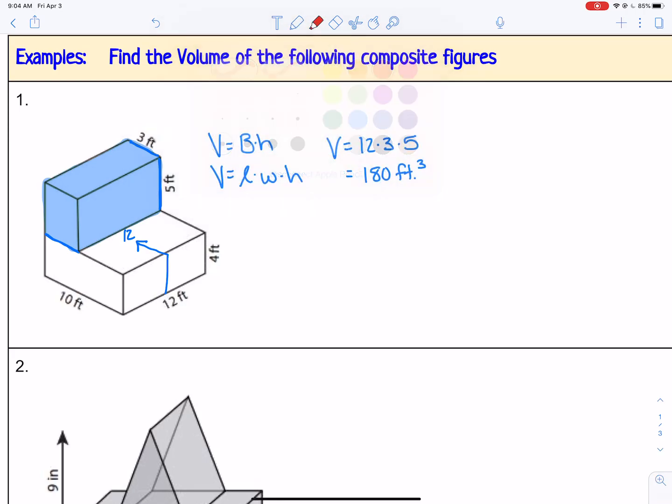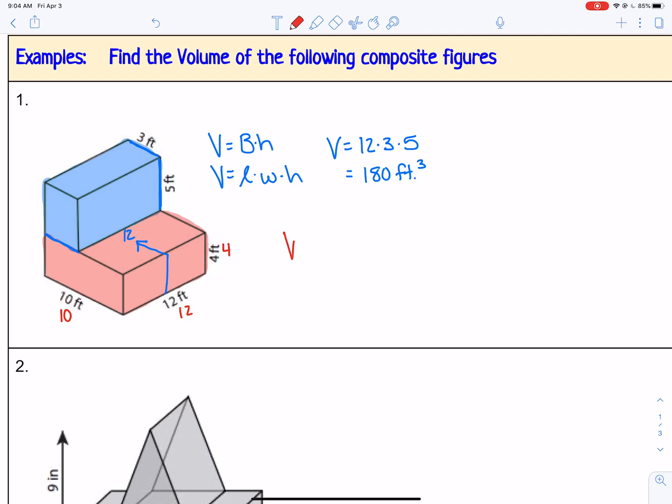So then I'm going to shade in the lower box just so you could see it a little better, and we'll find the volume of that one. And then we're just going to add those together. All right, so I have a red box now, and I can see that we have a side that's 10 feet by 12 feet, and then it looks like a height of 4 feet.